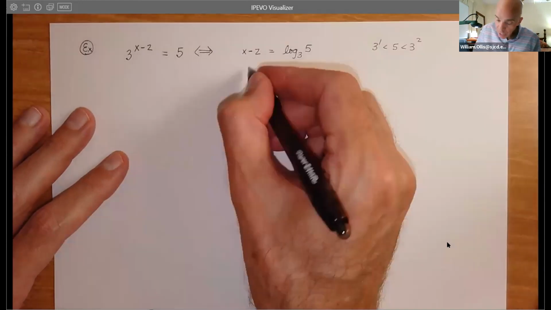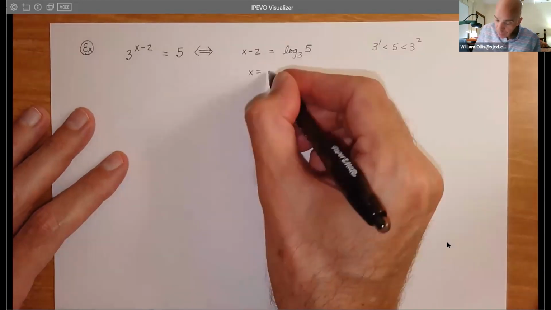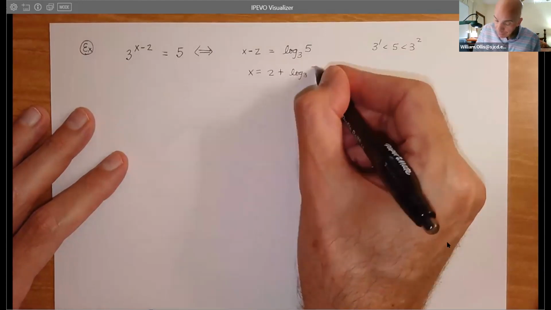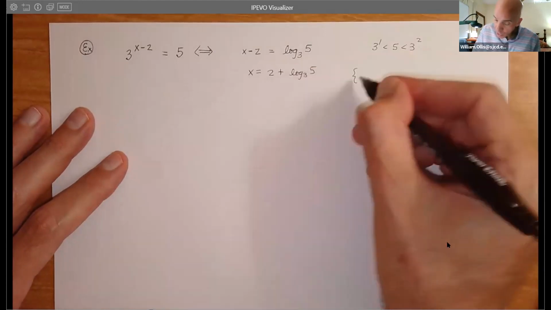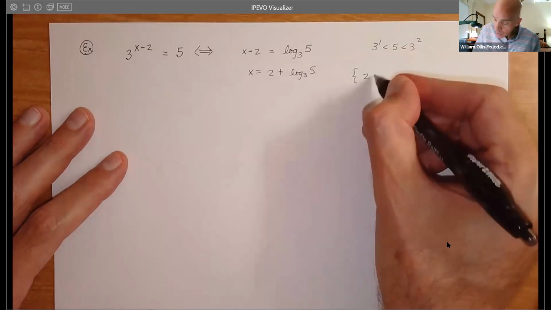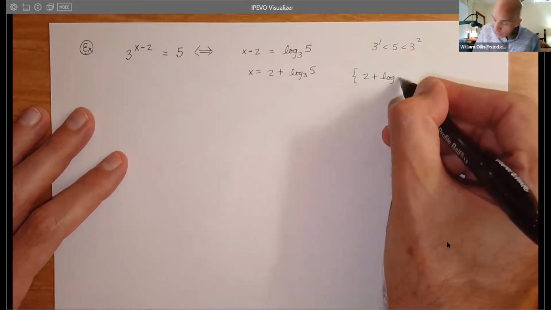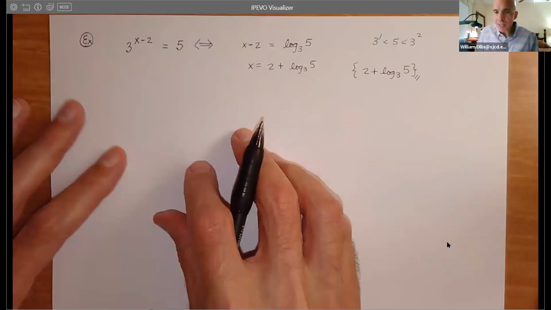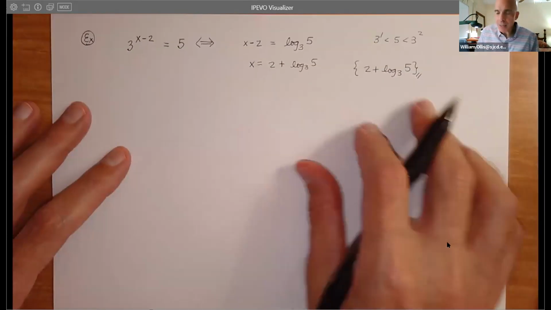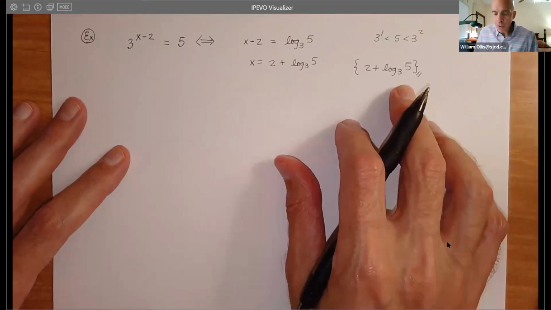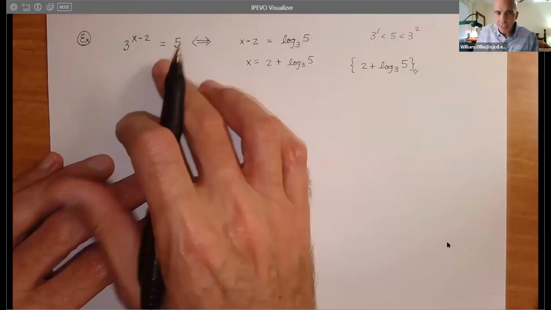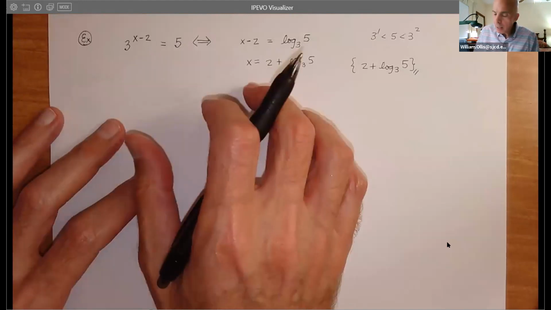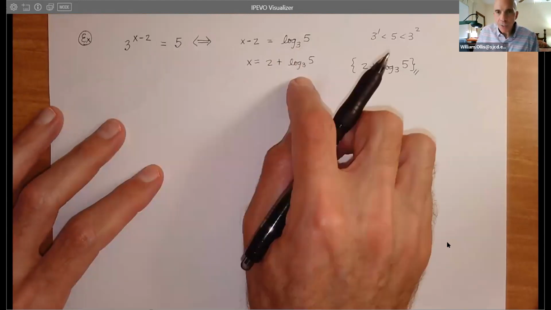And then, of course, x will now just be 2 plus the base 3 logarithm of 5. And that's an exact solution. So we have 2 plus the base 3 logarithm of 5. So what we can see here is that just the basic concept of solving very simple equations is adherence to the actual what? The definition of the logarithm.